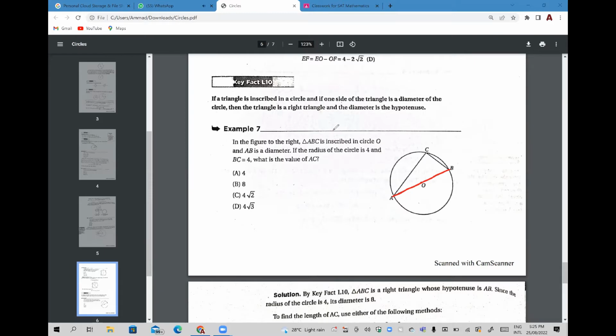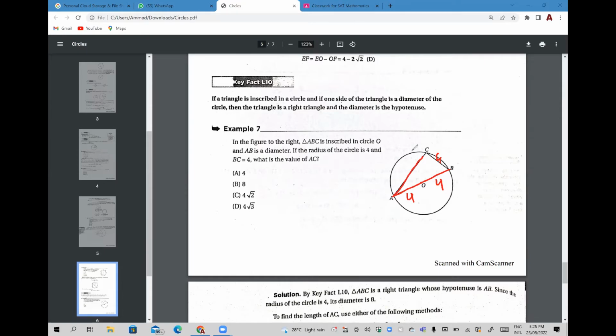In the figure to the right, triangle ABC is inscribed in circle O, and AB is the diameter. If the radius of the circle is 4, yani this is 4, this is also 4. And BC is also 4. What is the value of AC? ये find करना है हमने.